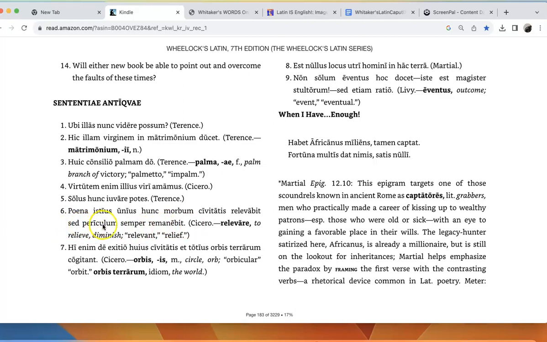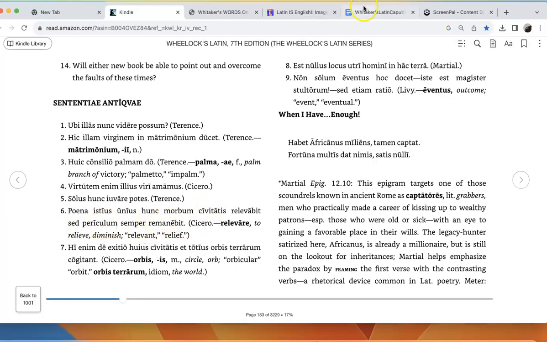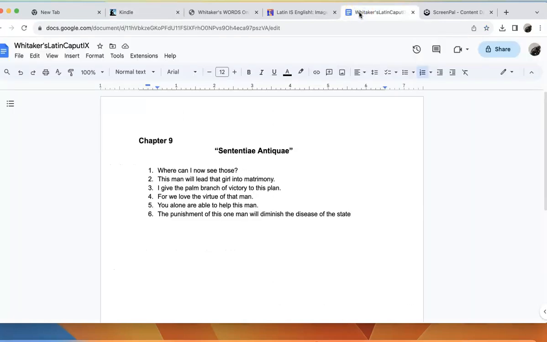But the danger will always remain. So let me write that down here. But the danger will always remain. So this last part is a little bit easier.